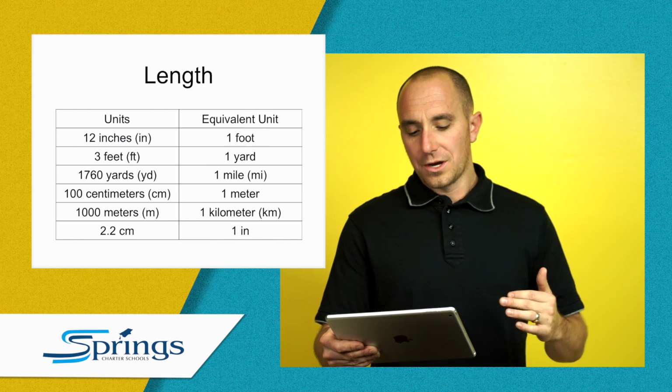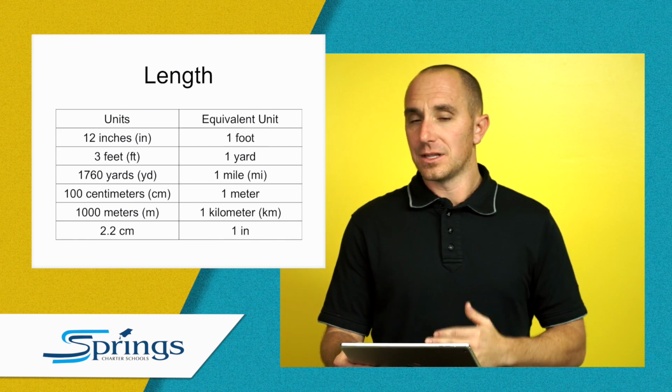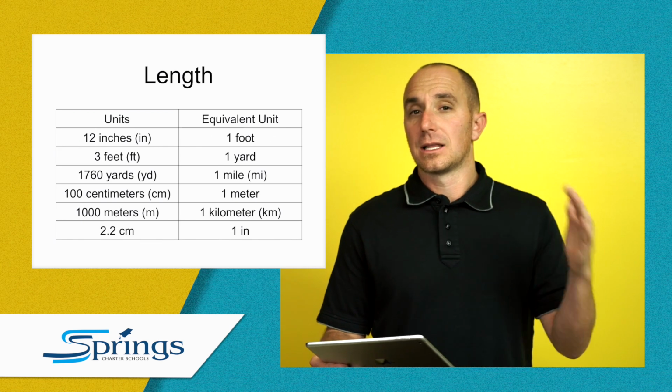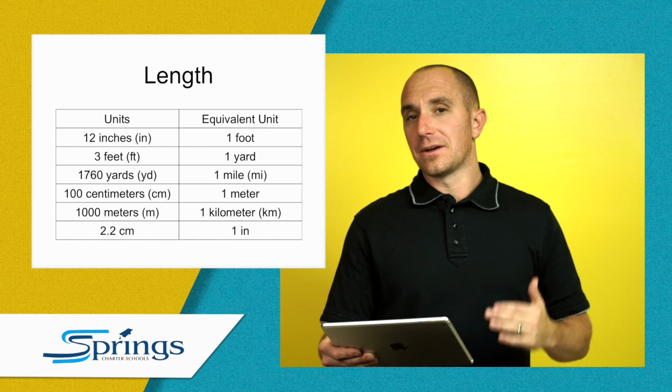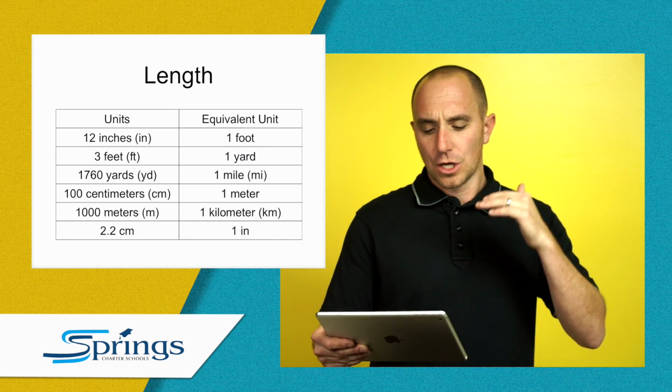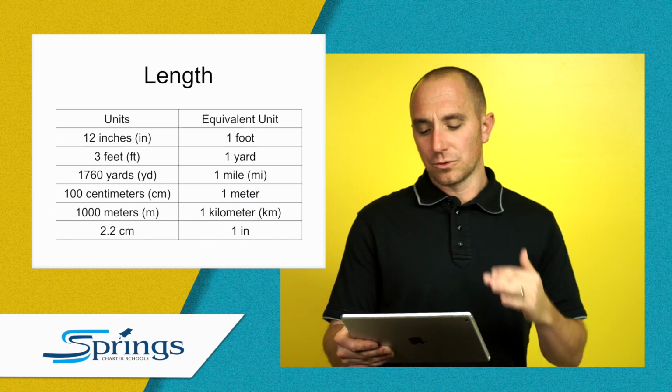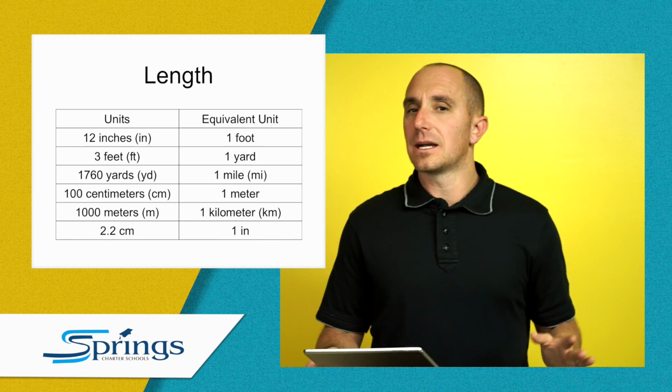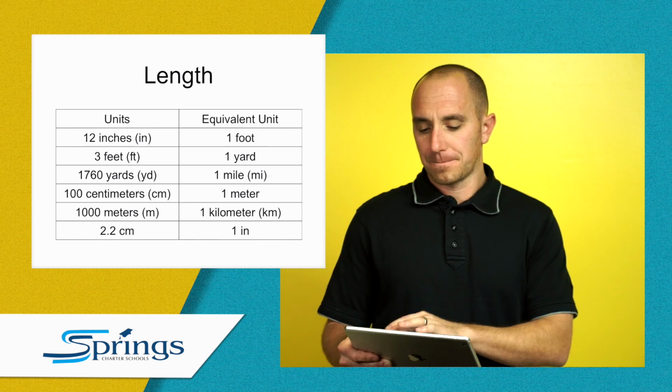And then we have 100 centimeters is equal to 1 meter. And this is what we talked about with the metric system last time. Then we have 1,000 meters is equal to a kilometer. And then this is a really tricky one. This is 2 2/10 centimeters is equal to 1 inch. So again, take a moment, jot those down so you have them.